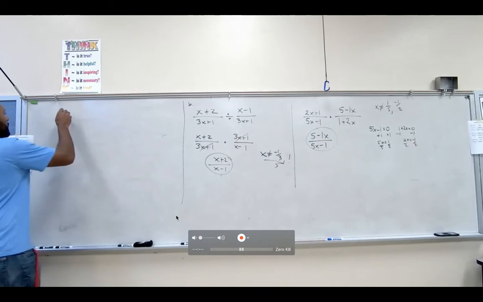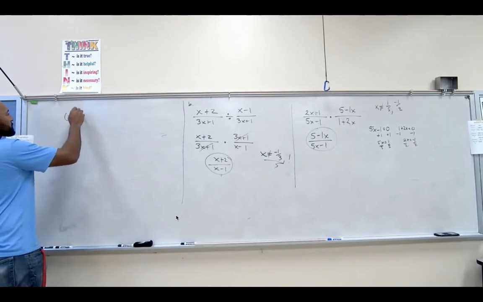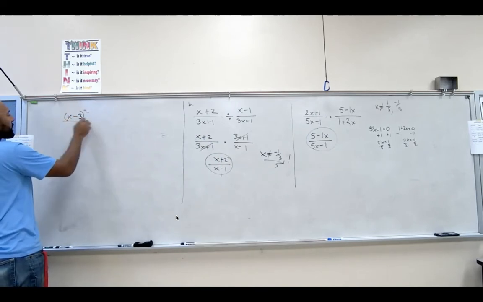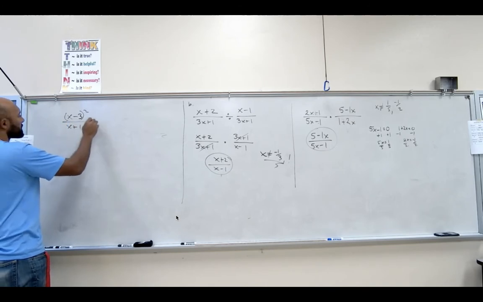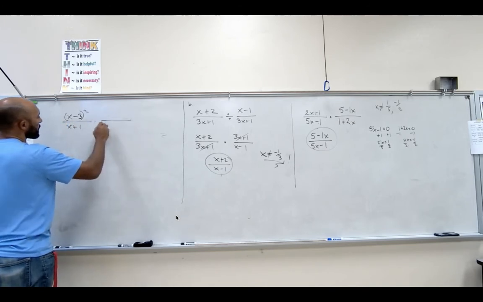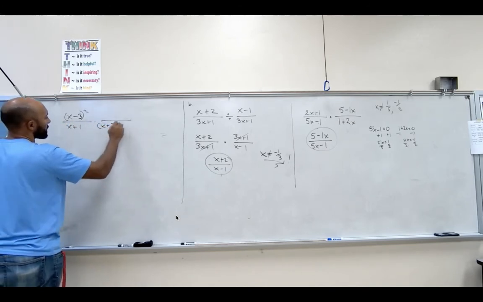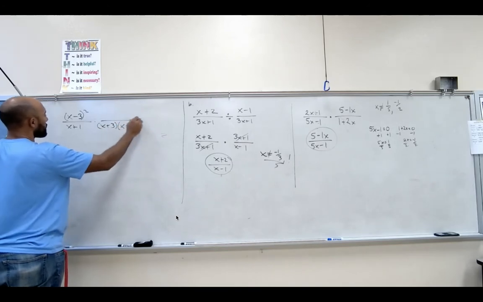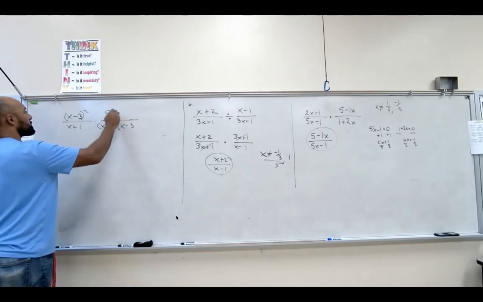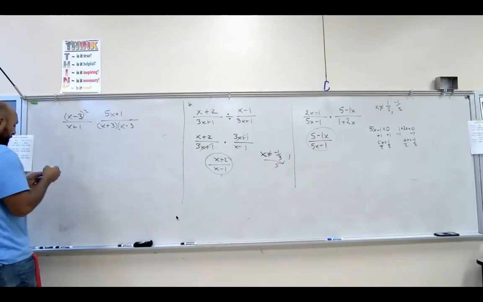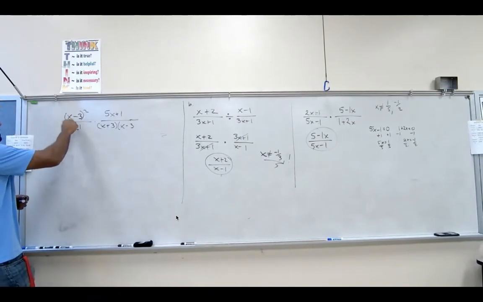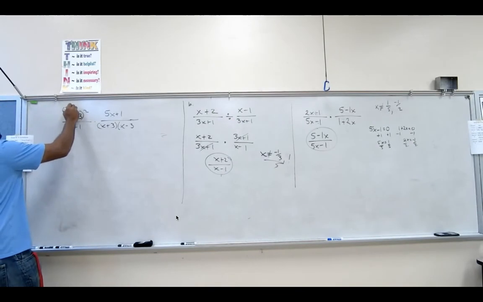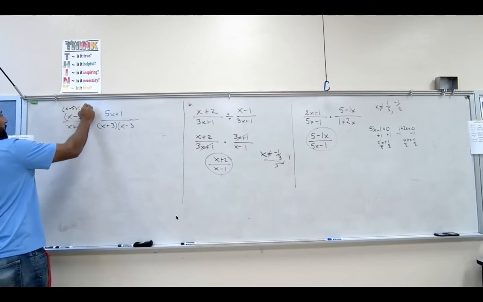Okay, so if I've got (x minus 3) squared over (x plus 1) times (x plus 3) and (x minus 3) here, and over here I've got (5x plus 1). Okay, I've got two of these, right? So that means I've got x minus 3 and x minus 3 again.